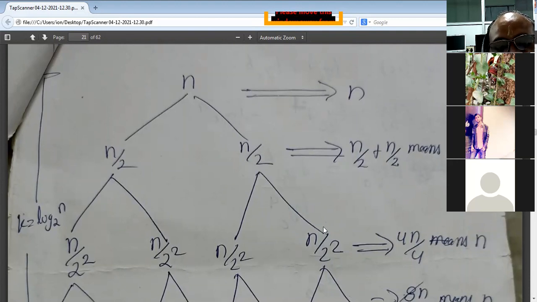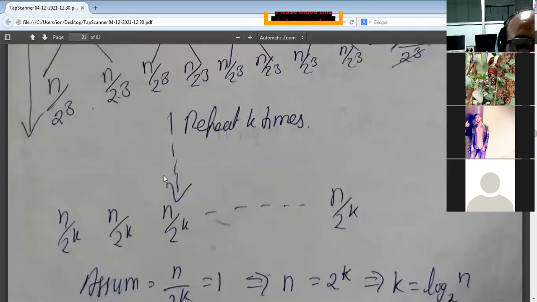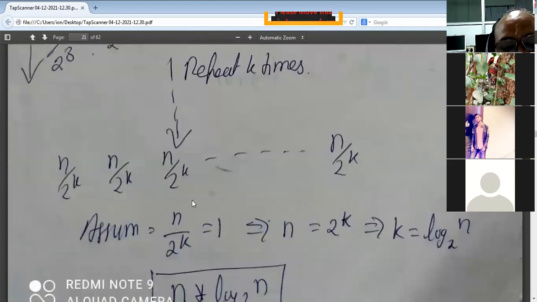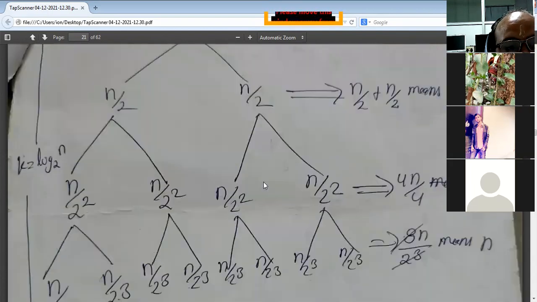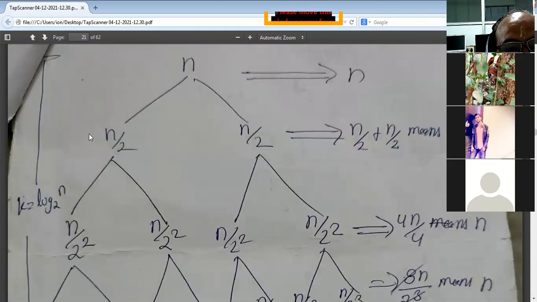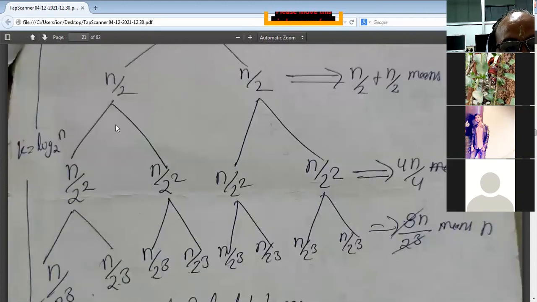Now we have already found out how many iterations we have to do. We have already found n by 2^k is equal to 1, n is equal to 2^k, k is equal to log₂n. So we have already found how many levels there are: kth number of levels. We have to do the kth number of iteration, and the kth value I have already found is log₂n. So there are total log₂n levels, that means log₂n iterations.